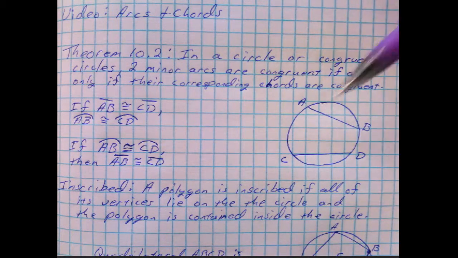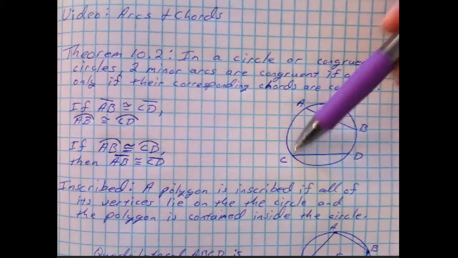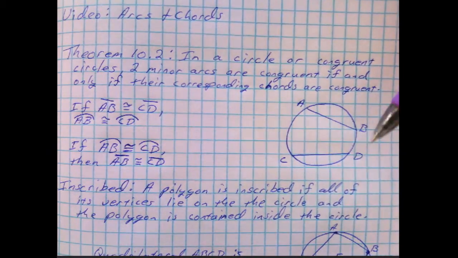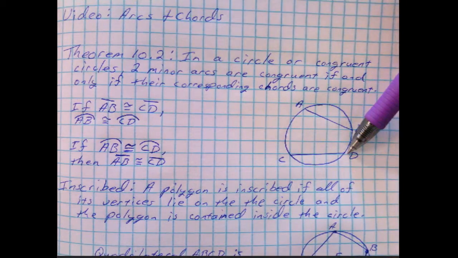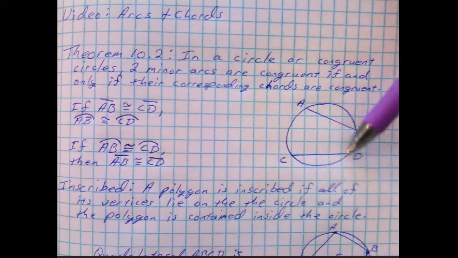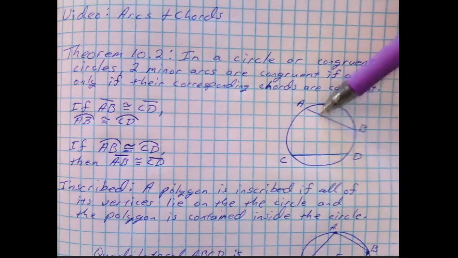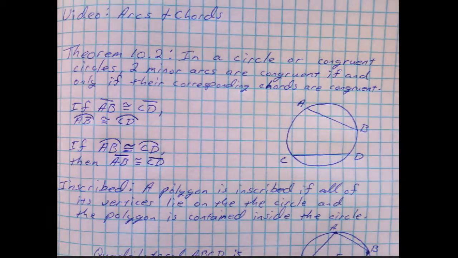Okay, so if you look at our picture, we have chord AB and chord CD. If those are congruent, then we know that these arcs, arc AB and arc CD, are congruent to each other. And the inverse is also the same. If we know that those arcs are congruent, then we know that the chords are also congruent.